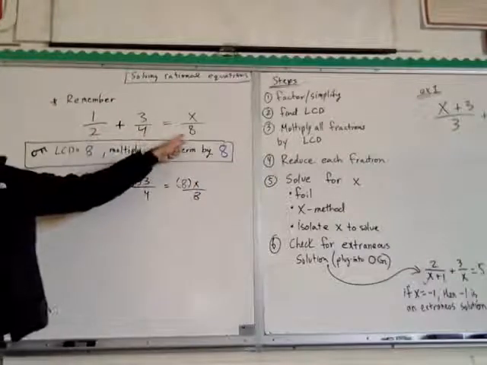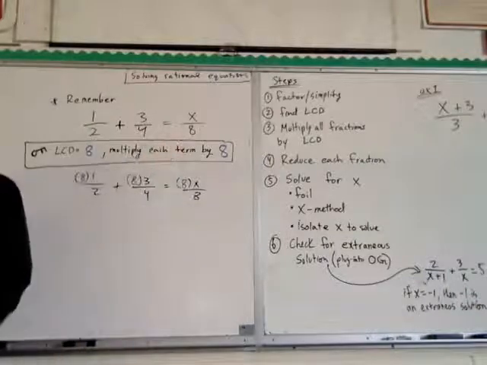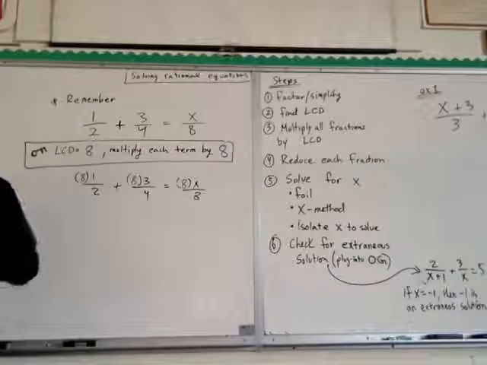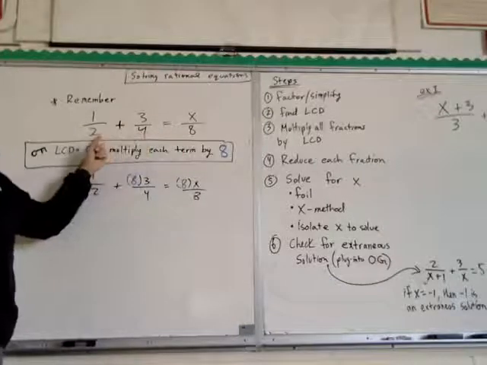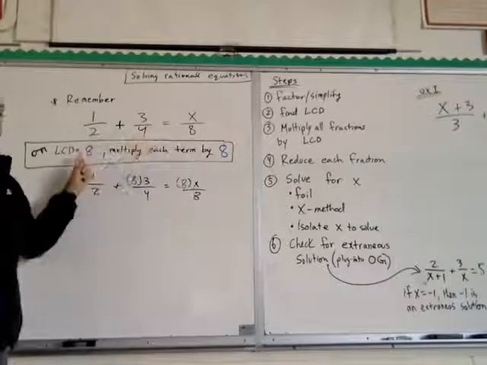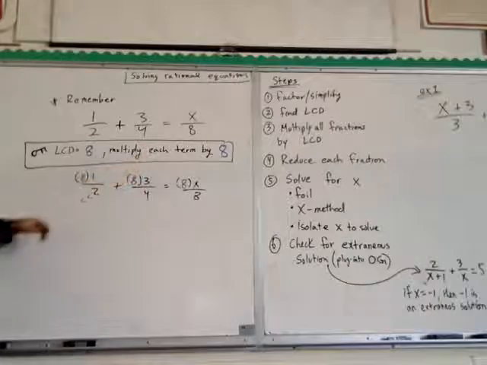2, 4, and 8, common denominator, I always look to what? The biggest number and see if the others fit into it. And 8 is the biggest number here. 4 times 2 is 8. 2 times 4 is 8. So I know 8 will work. Least common denominator is 8. That's easy.